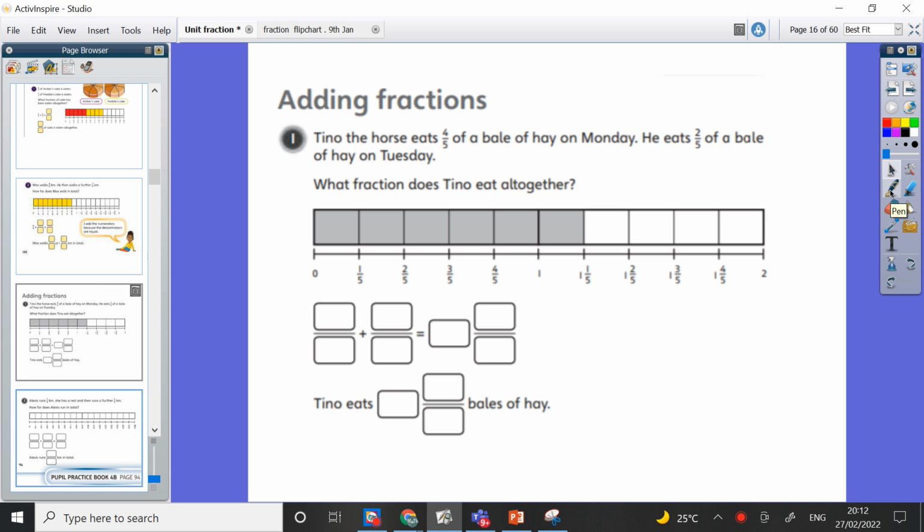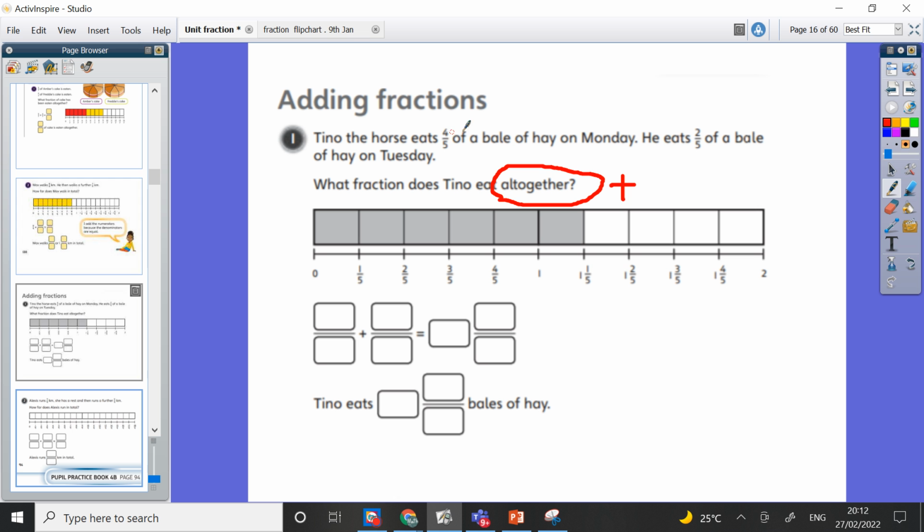In question number 1, in adding fractions, we have to see the question first. Tino the horse eats 4/5 of a bale of hay on Monday. He eats 2/5 of a bale of hay on Tuesday. What fraction does Tino eat altogether? Altogether means we have to add the two fractions.